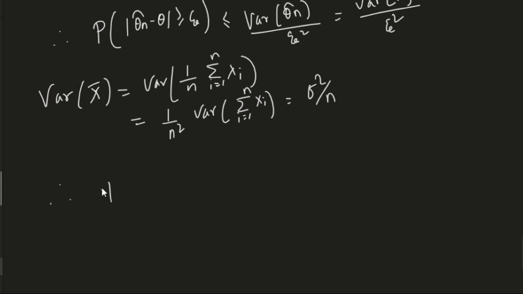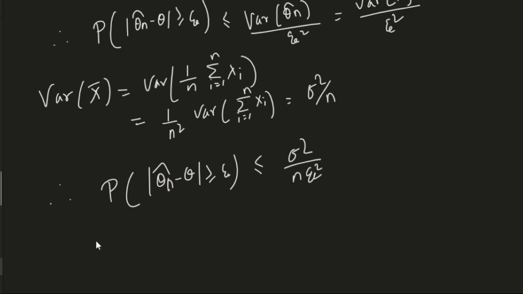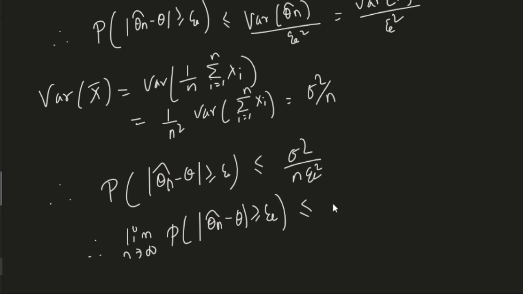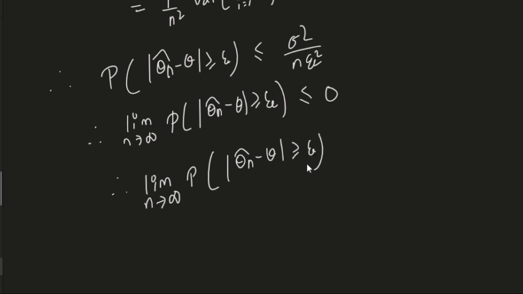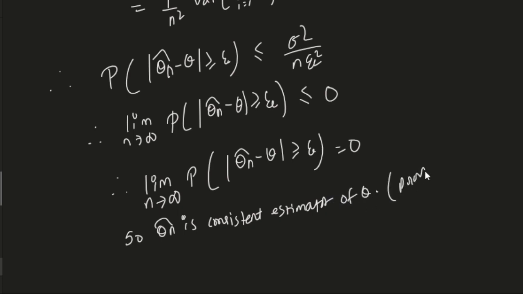Therefore the probability that theta n cap minus theta is greater than or equal to epsilon is less than or equal to sigma square by n epsilon squared. Therefore, the limit as n tends to infinity of the probability that theta n cap minus theta is greater than or equal to epsilon is less than or equal to 0, and since probability is always greater than or equal to 0 as well, the limit is zero. So theta n is a consistent estimator of theta, and this is proved.